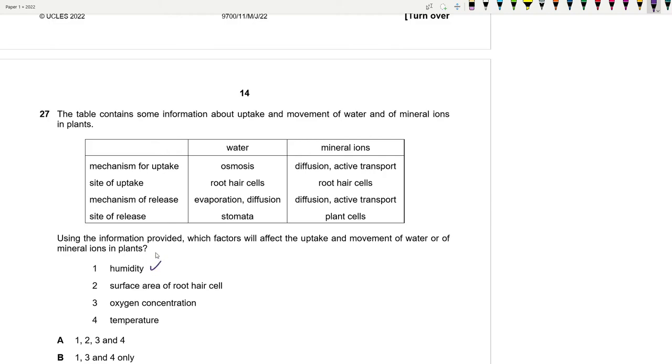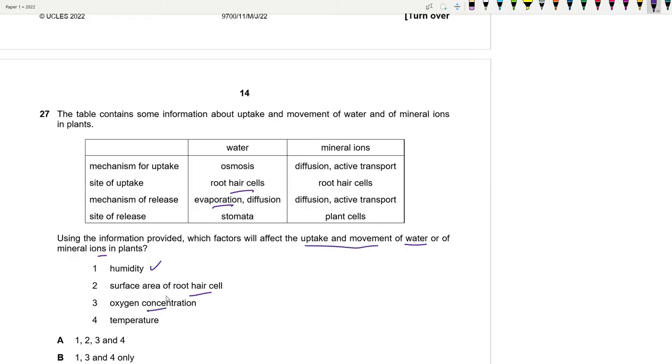So humidity, of water or of mineral ions, anything works. If it becomes more humid, there will be less evaporation, so water uptake will reduce. One is correct, and vice versa. Surface area of root hair cells will increase uptake.